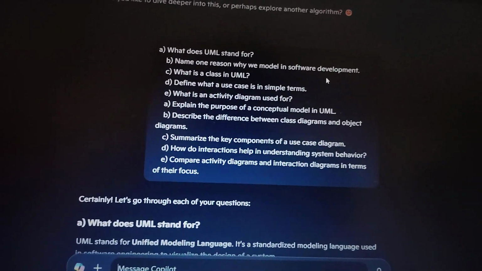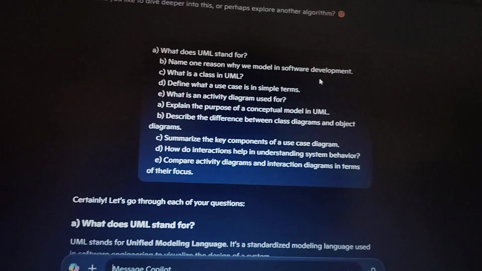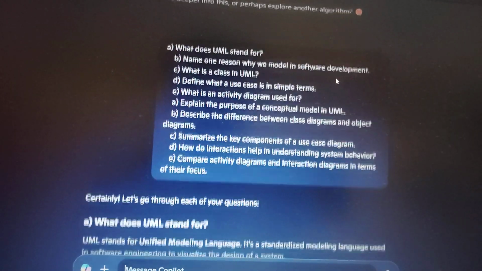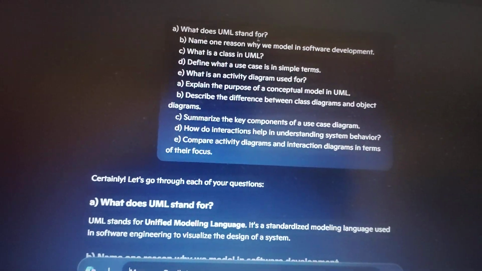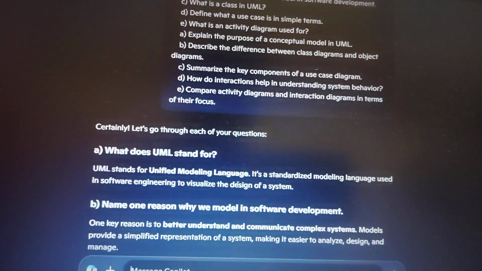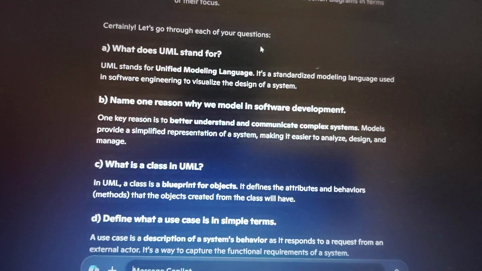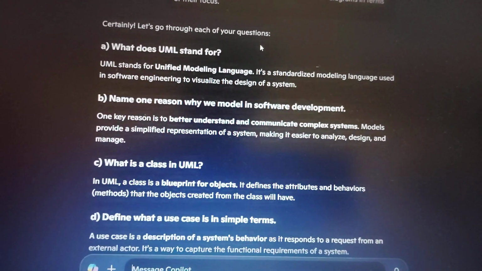This is the basic one. Actually we don't know what you mean by UML. Let us know. These are the questions and below are the questions with answers. So now let us explore the first question. What does UML stand for actually?